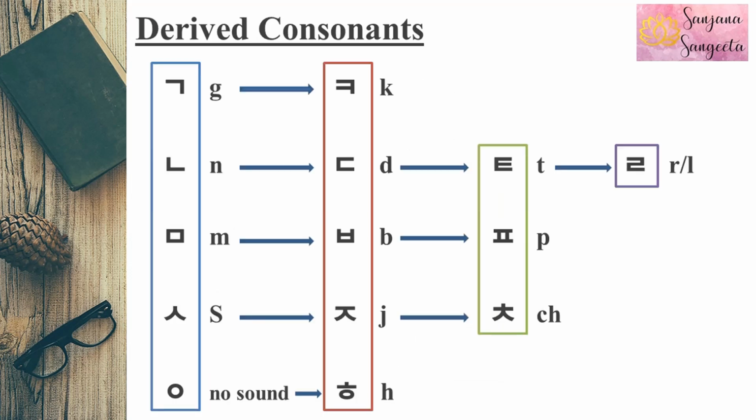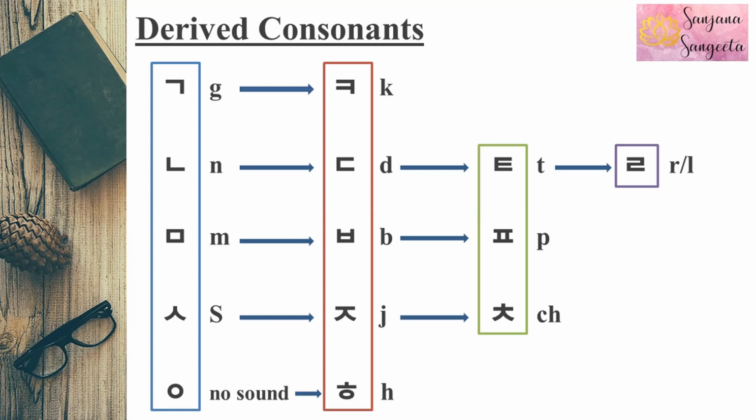Let's learn the rest of the consonants. These consonants are derived from the few basic consonants. When you make the sound of the derived consonants, your tongue, lips and throat will make the same shape as they do when making the sound of the original consonants. You can write the derived consonants by adding just 1 to 3 strokes to the basic consonants.